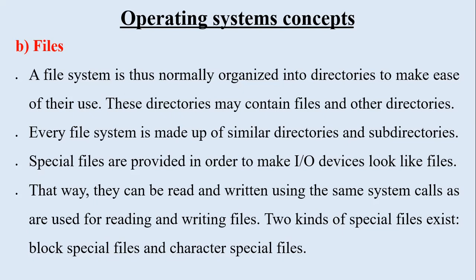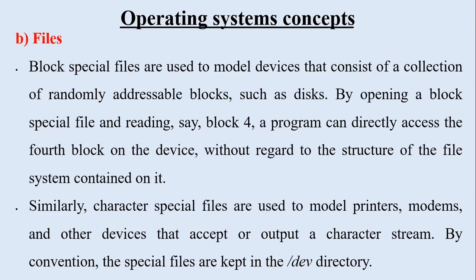Two kinds of special files exist. These are block special files and character special files. Block special files are used to model devices that consist of a collection of randomly addressable blocks, such as disks. So by opening a block special file and reading, for example, block 4, a program can directly access the fourth block on the device without regard to the structure of the file system contained on it. Similarly, character special files are used to model printers, modems, and other devices that accept or output a character stream. By convention, the special files are kept in what we call the /dev directory.